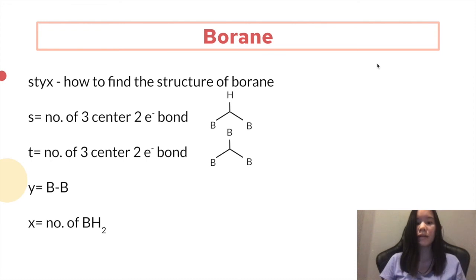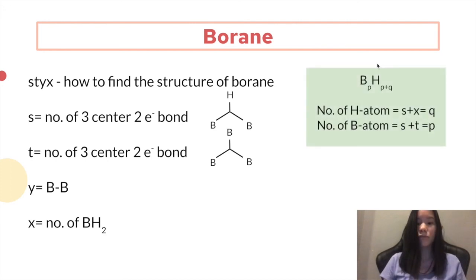STYX is used to find the structure of borane. S is the number of 3-centered 2-electron bonds BHB, and T is the number of 3-centered 2-electron bonds BBB, and Y is the number of bonding BB, and finally X is the number of groups of BH2. And the equation, for BpHq, the number of H atoms is equal to S plus X, which is equal to q, and the number of B atoms is S plus T, which is equal to p.